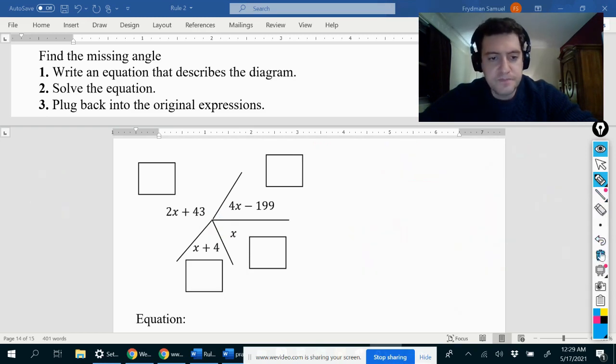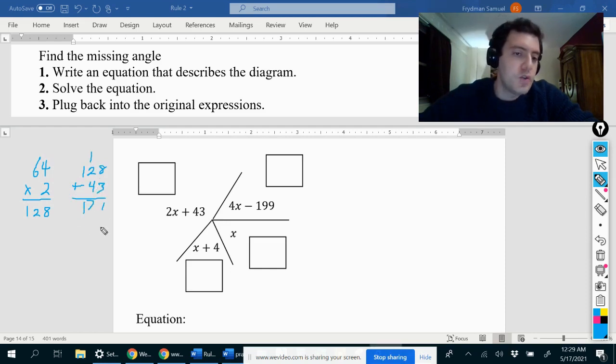Okay, so let's do that. Over here we have 2x plus 43. So I'll just do this. 2 times 64 would give us 128. And then 128 plus 43 would be 171. So this angle is 171 degrees, which seems reasonable because this is almost a straight line. A straight line would be 180 degrees. This is a little bit less. So 171 degrees seems like a reasonable answer.